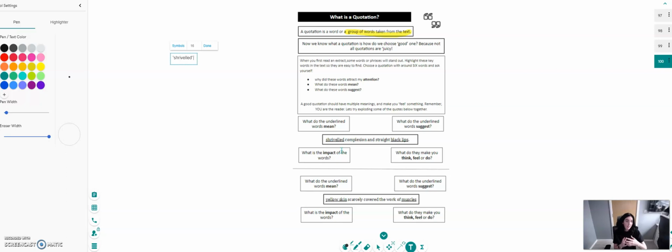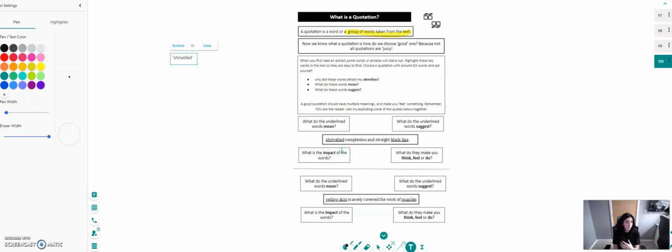I want you to ask yourself, why did these words attract my attention? What do they mean? So what are their actual definitions? And then what do they suggest? That might be about the character, it might be about the setting, it might be about the novel as a whole. But what do they suggest?